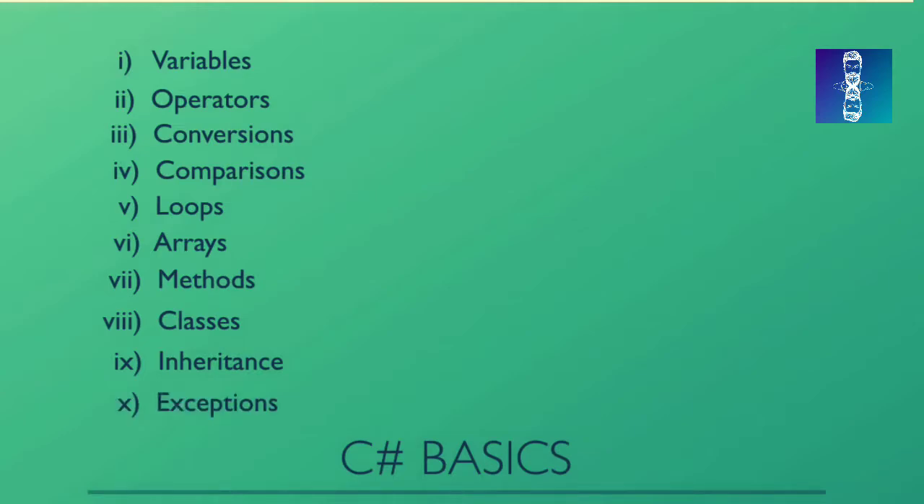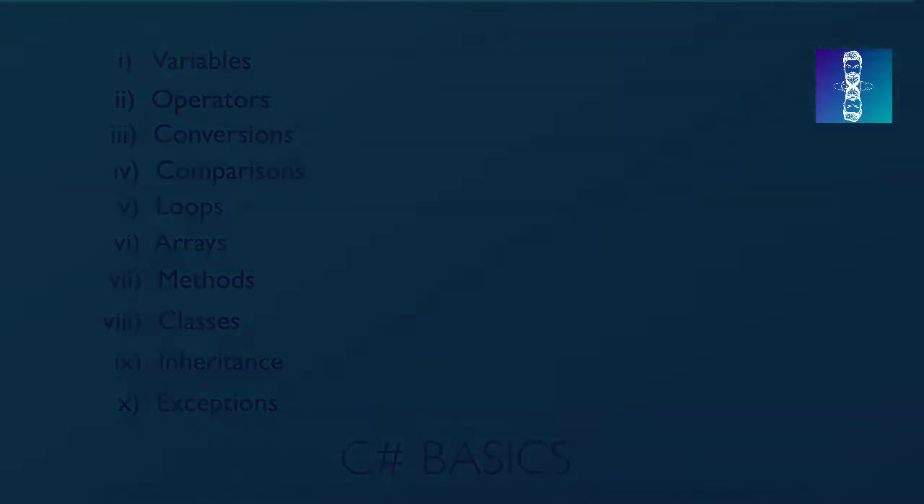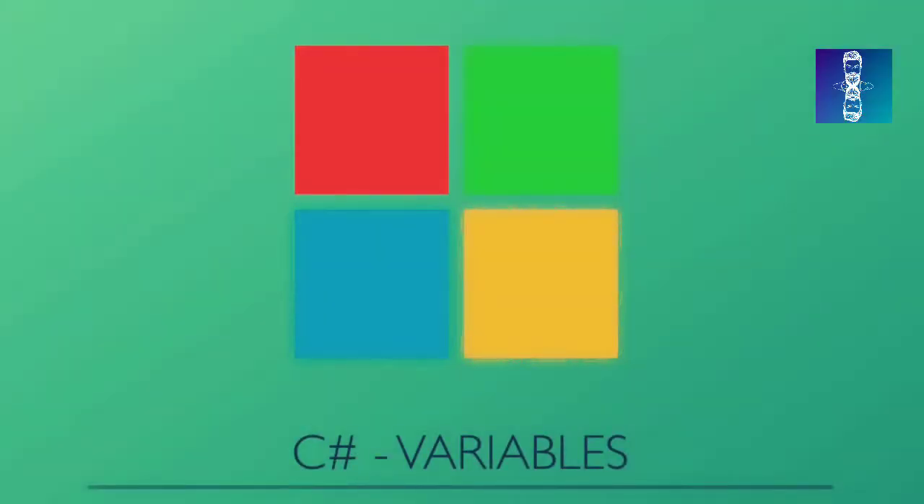And finally, we'll look at exceptions, which is a fancy way of saying errors when your code does something that it doesn't expect. We'll learn how to handle them so you don't experience a crash in any of your apps. So let's get started. Let's begin by looking at variables in C#.